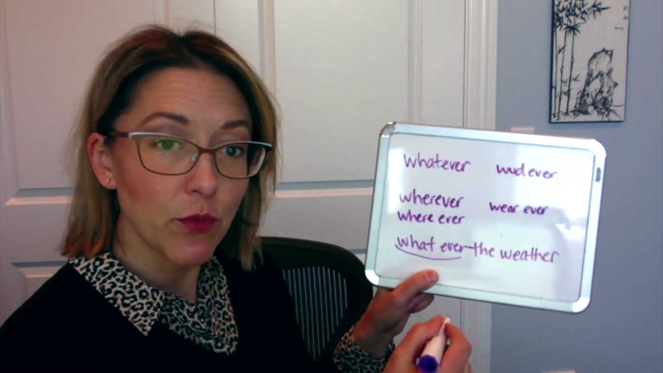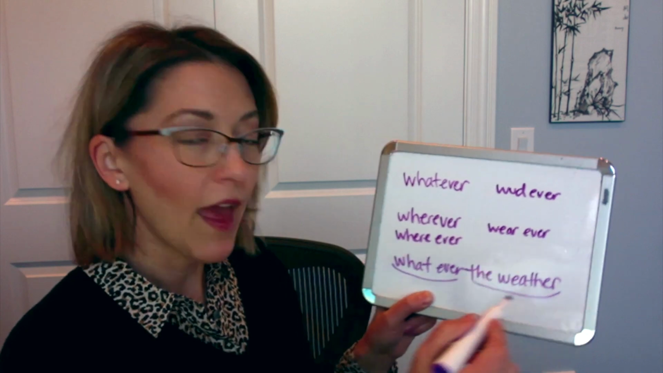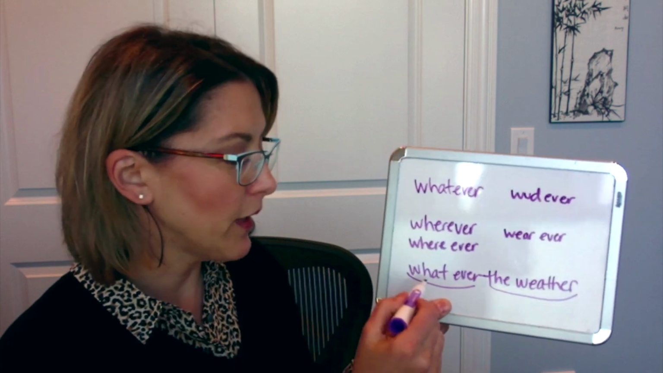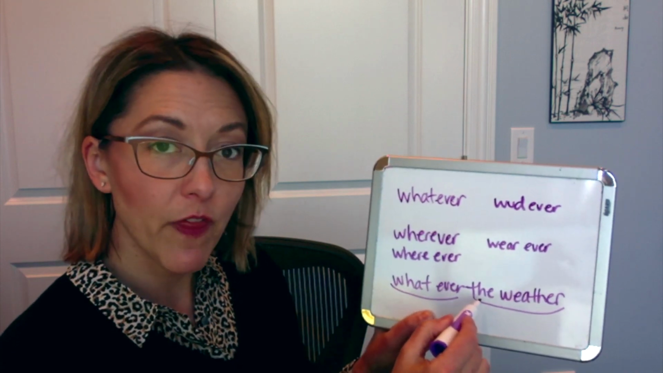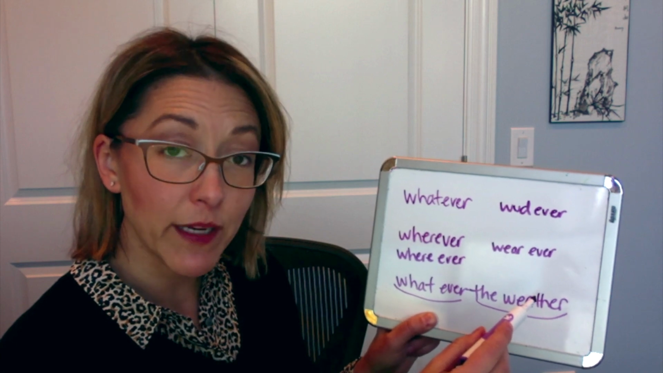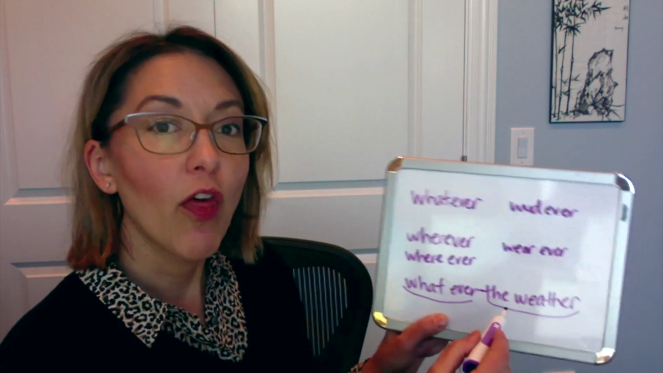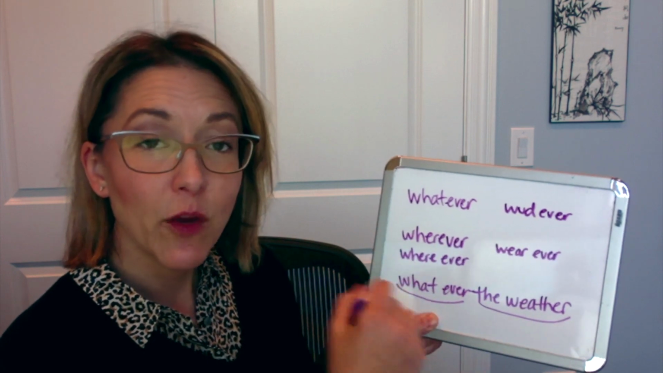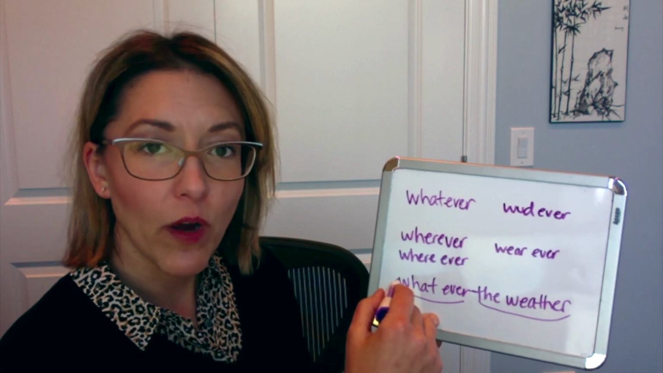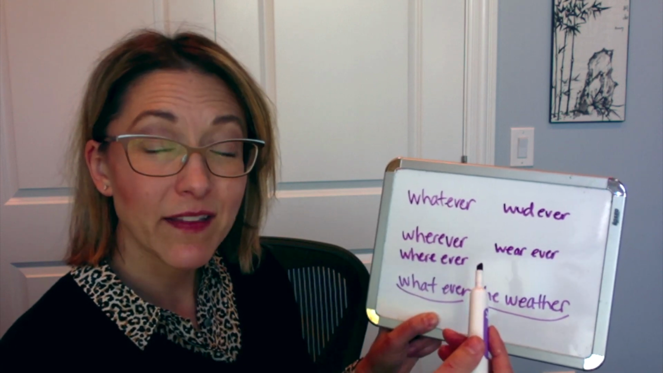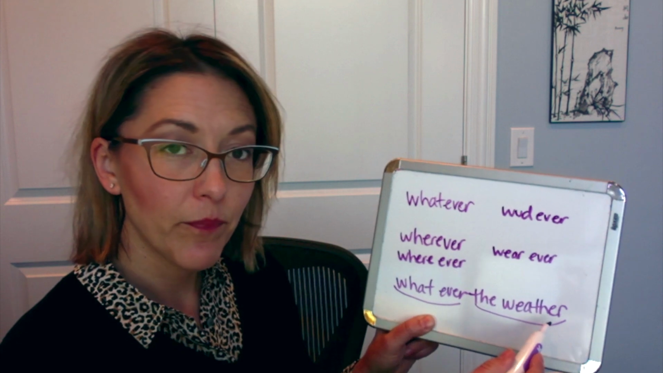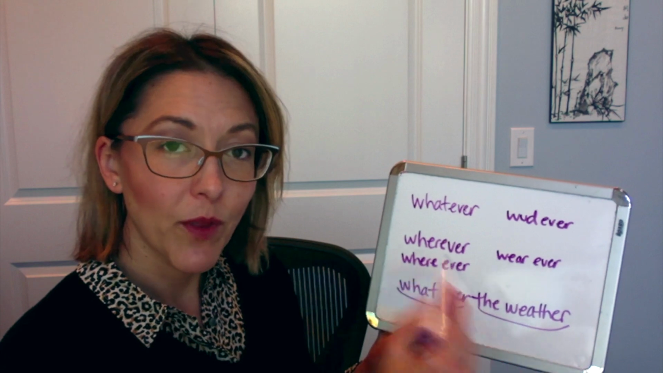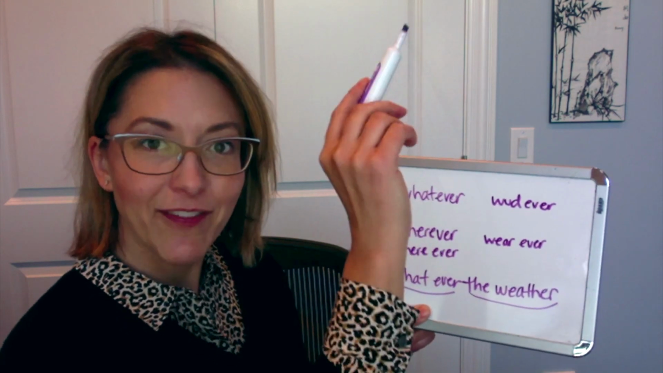You can link these two words, whatever, and then link these two words, the weather. Whatever the weather. So again, super short for what, super short for the, link those with no pause between. So we'll practice the weather, the weather, and then practice whatever, whatever. Now let's combine the two. The weather, whatever the weather, whatever the weather.